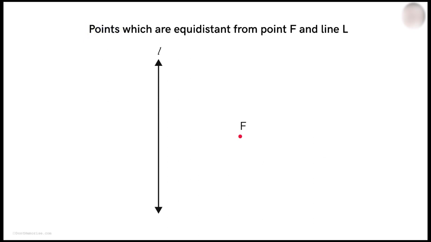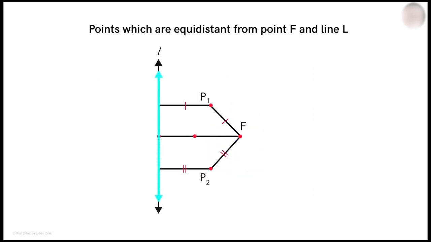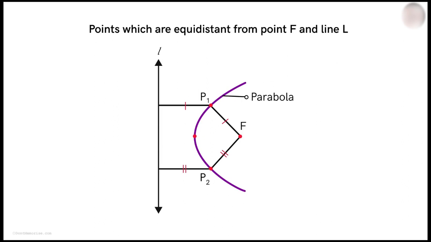Yes, consider this point P1. It will be at an equal distance from the point F and the line L. Consider another such point P2. Its distance from point F will also be equal to its distance from the line L. Another obvious point is the midpoint of the perpendicular segment connecting point F to the line L. All such points that satisfy this condition will lie on this curve. And such a curve is called a parabola.